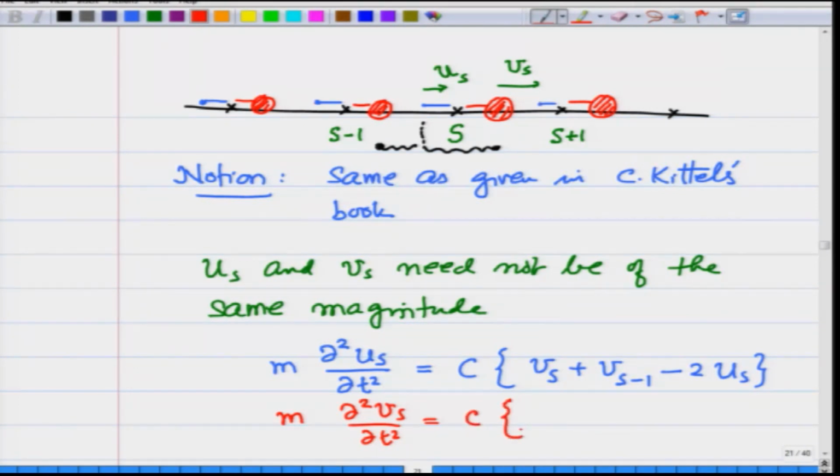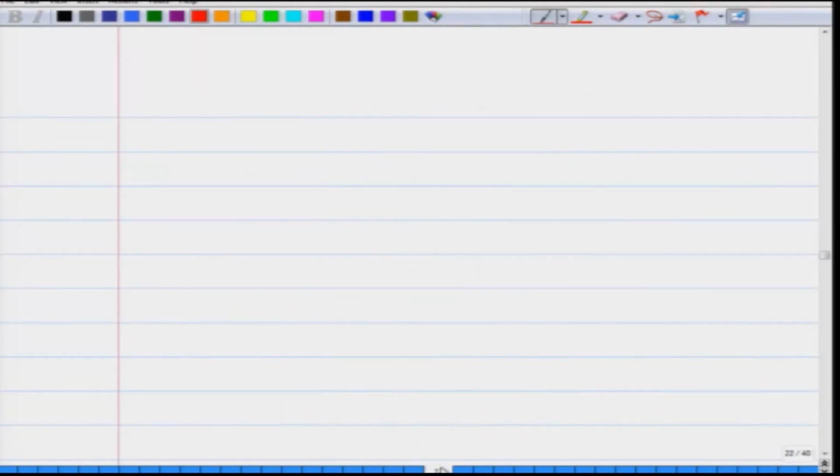Now, this atom out here, the orange atom, is interacting with the blue atom on the next site, and the blue atom on the Sth site. So, the force is going to be u s plus 1 plus u s minus 2 v s. These are the equations of motion. So, let us write them again.